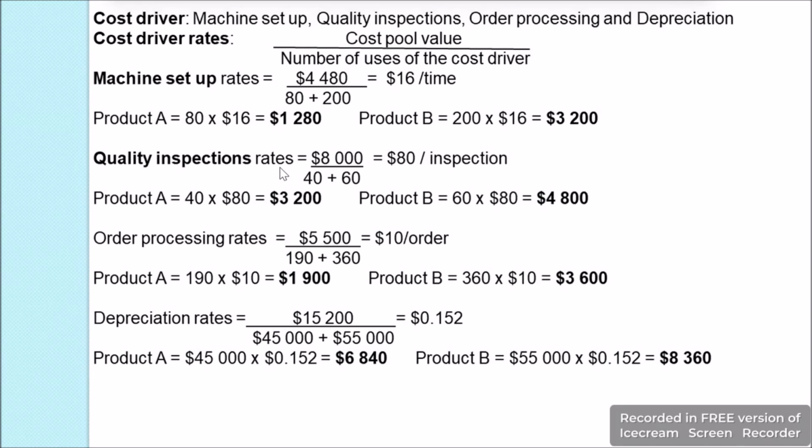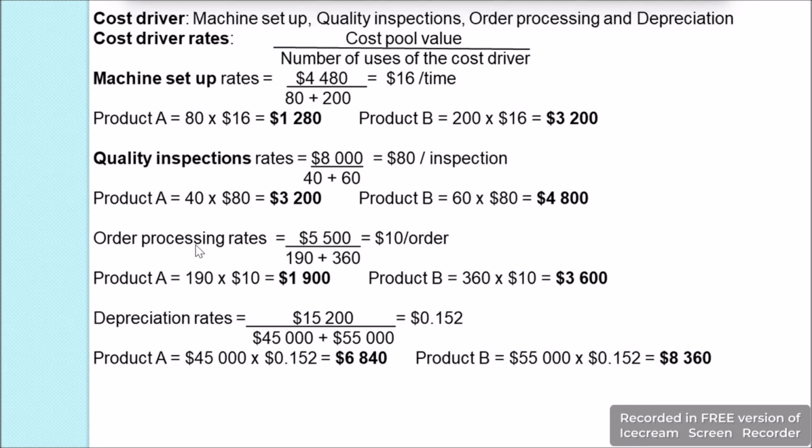The quality inspection rate is, the total is given as $8,000, and the amount of quality inspection required for product A is 40 and for B is 60. So 8,000 divided by 100 will be 80 per inspection. For product A we require 40 inspections, and per inspection we require to pay $80. So 40 times 80 will be 3,200. For product B it will be 60 times 80, which will be $4,800.